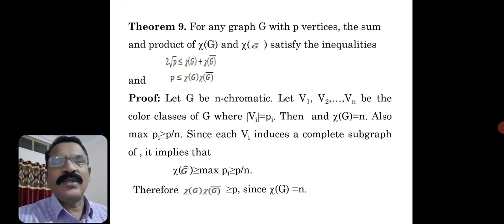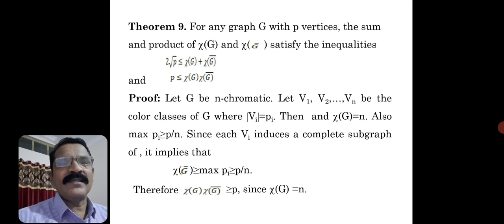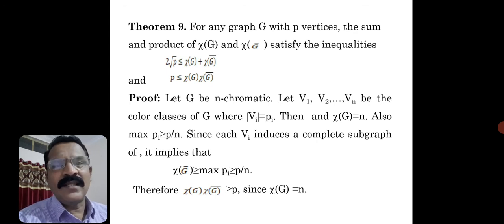So that is 2 times the square root of p, the square root of the number of vertices, is always less than or equal to the sum of the chromatic number of G and G bar, and p is always less than or equal to the product of the chromatic number of G and G bar, that is, p is less than or equal to χ(G) times χ(G bar). So this is the result, and this result holds for any graph with p number of vertices.